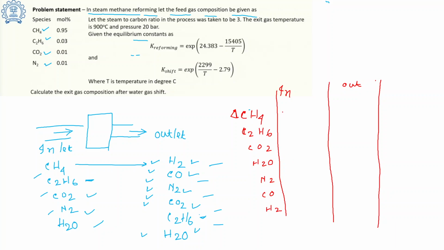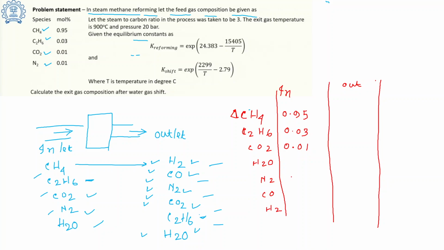What is the inlet mole? CH4, it is already given in the questions, 0.95, and C2H6 0.03. Are you getting me? And carbon dioxide 0.01, and water it is not given, okay.